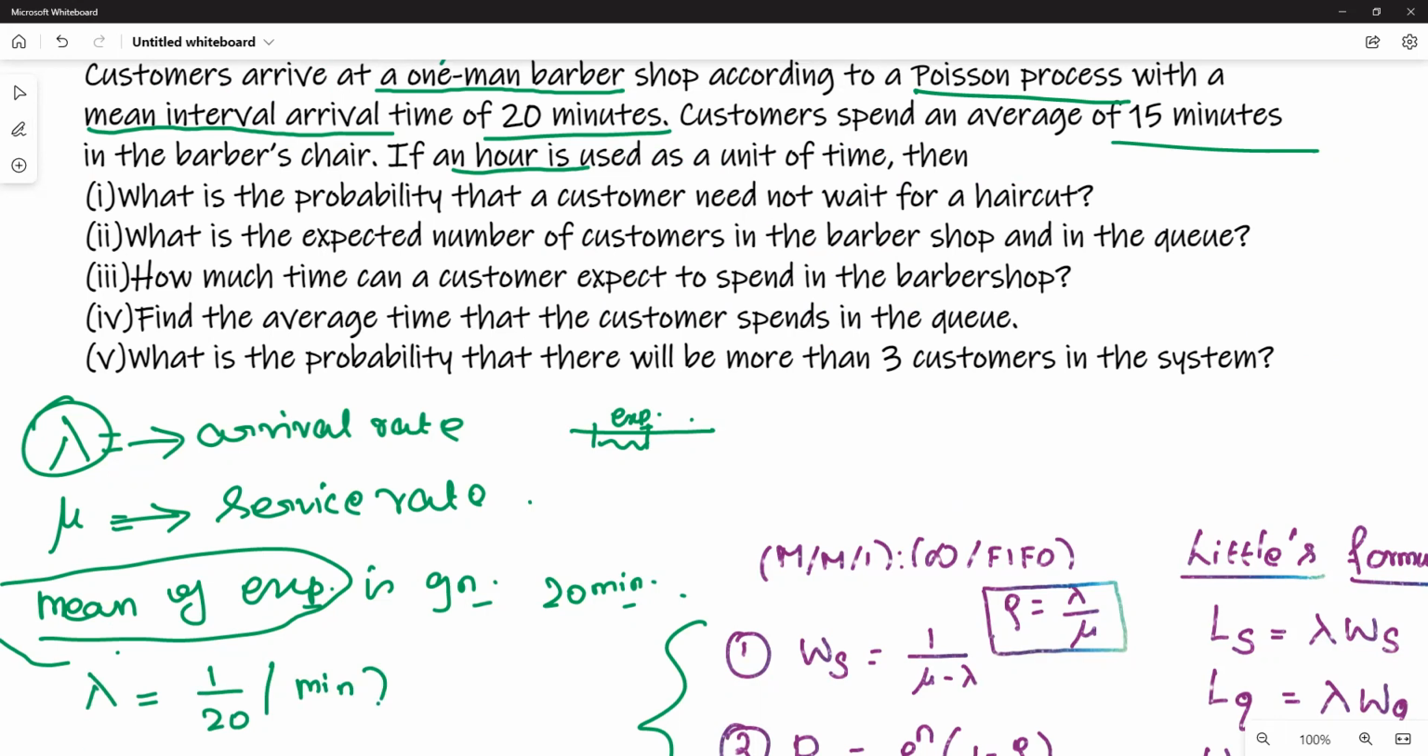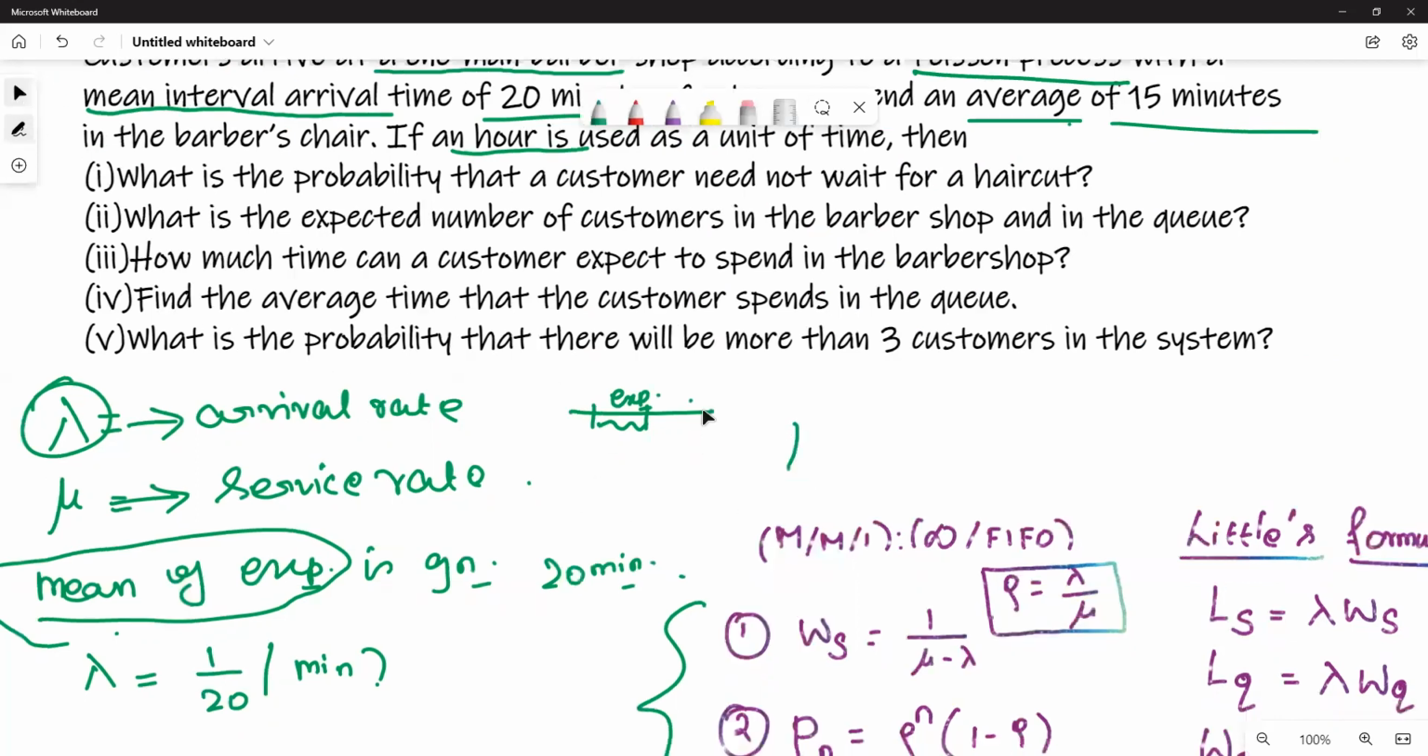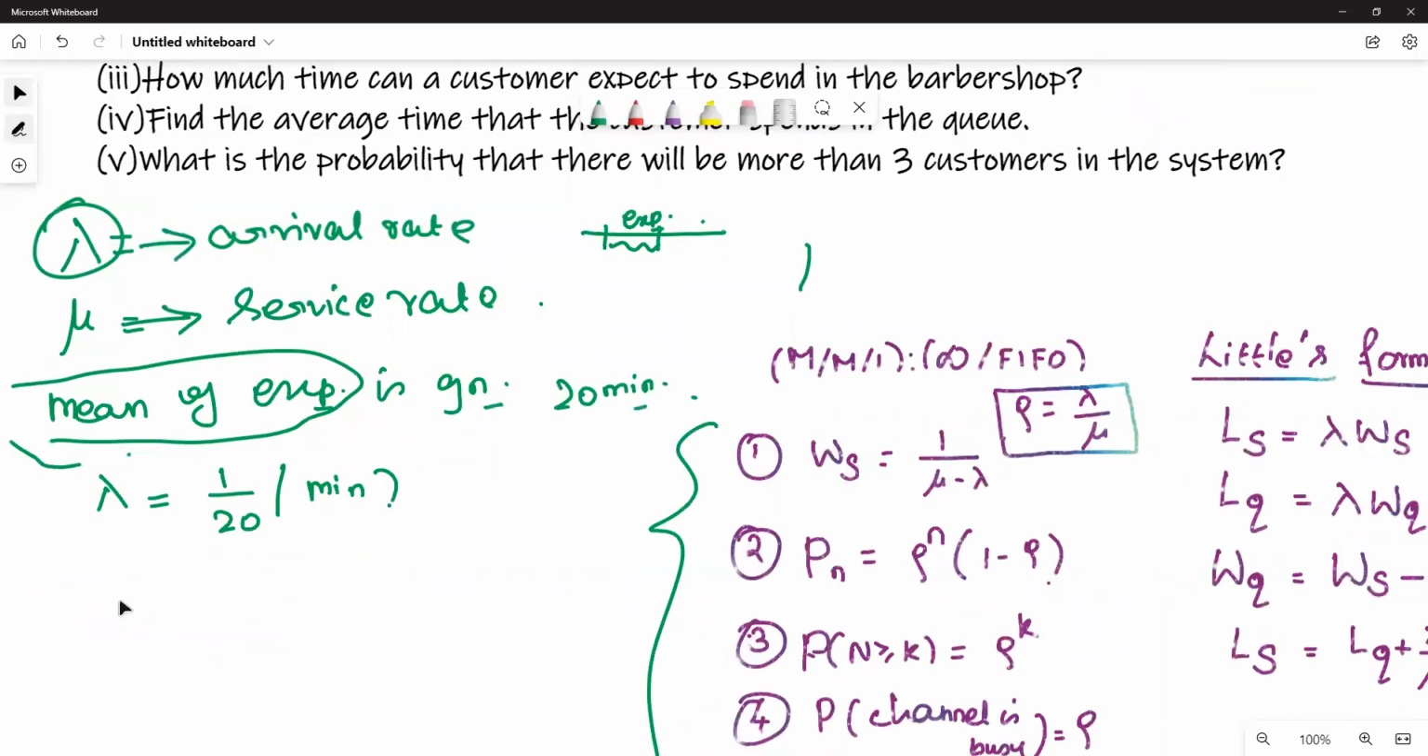Okay, so arrival rate lambda is given as 1 by 20 per minute, and customers spend an average of 15 minutes in the barber shop. So here the average, that is the mean, is given as 15. The mean of the exponential distribution is nothing but the reciprocal of the parameter. So here the mean is 15 minutes. So the service rate, that is mu, is again the reciprocal of the parameter, that is 1 by 15 per minute. So these are all the given information.